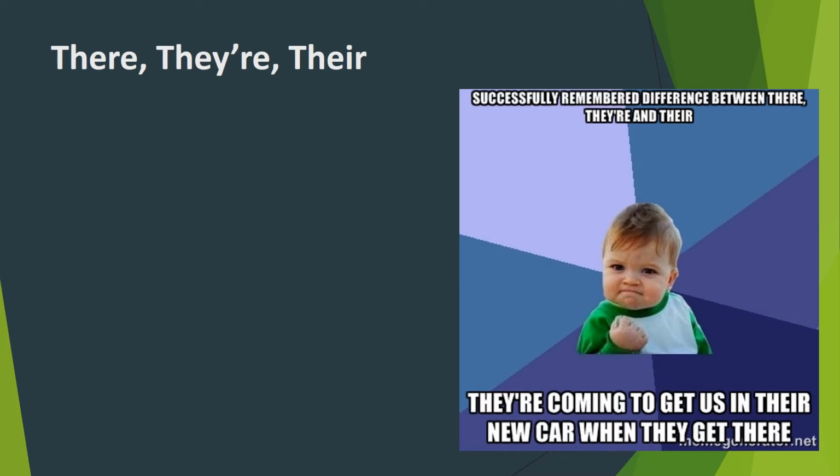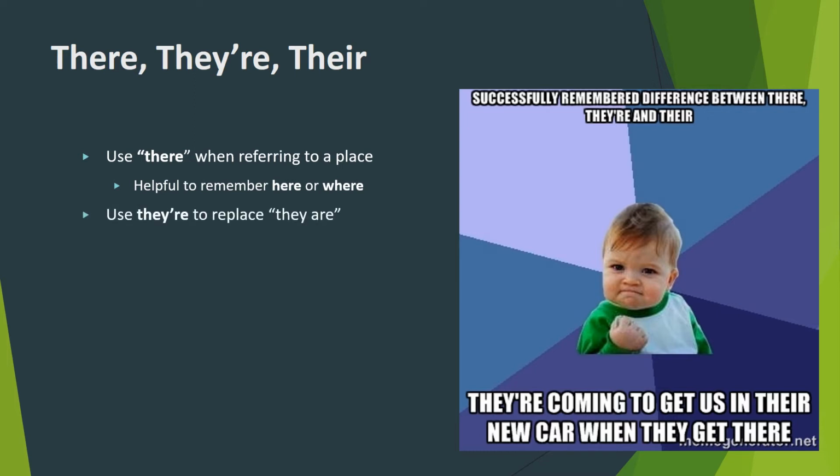A big one here too: there, their, and they're. Notice how it all sounded the same? Well, let's look at the differences. Use there when referring to a place. Helpful to remember: here or where. So an example for a sentence would be, use they're to replace they are.